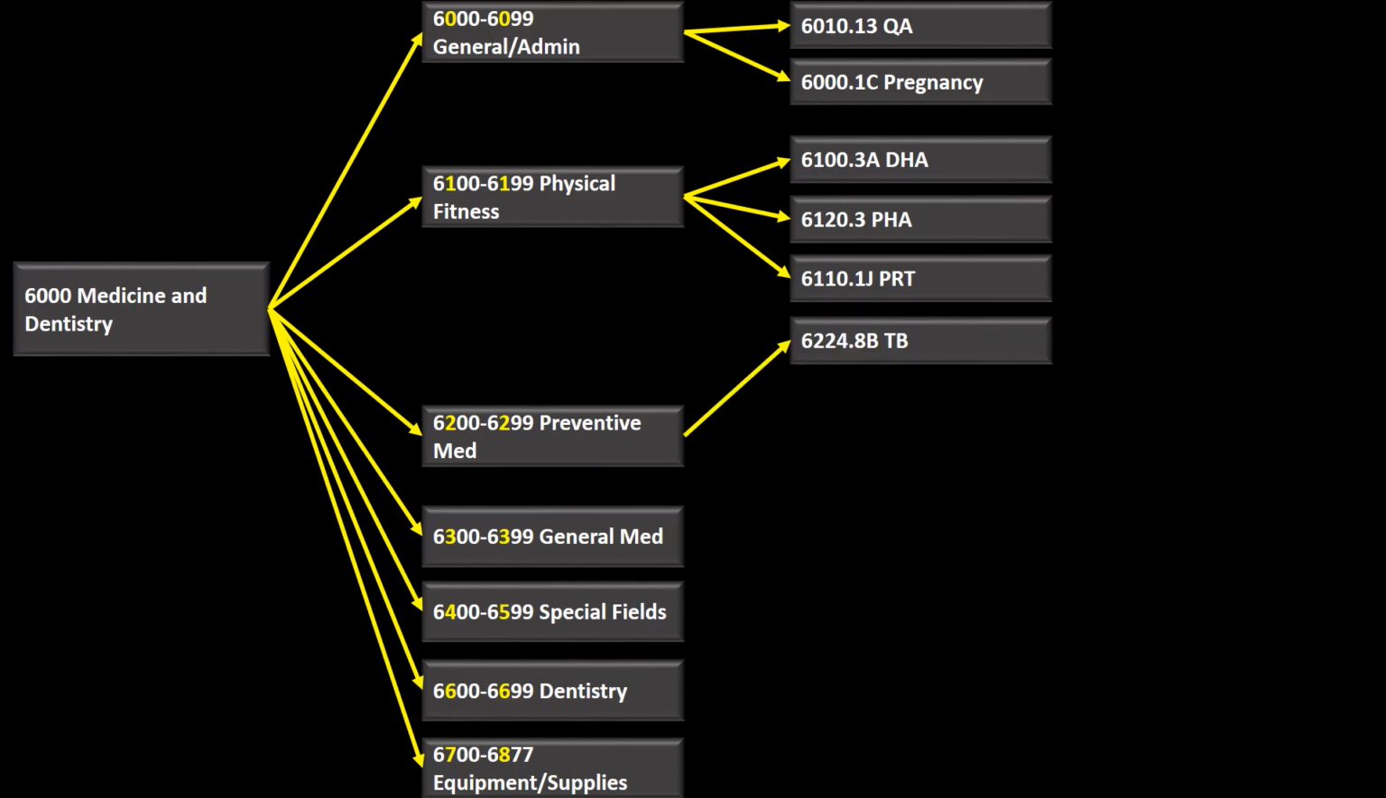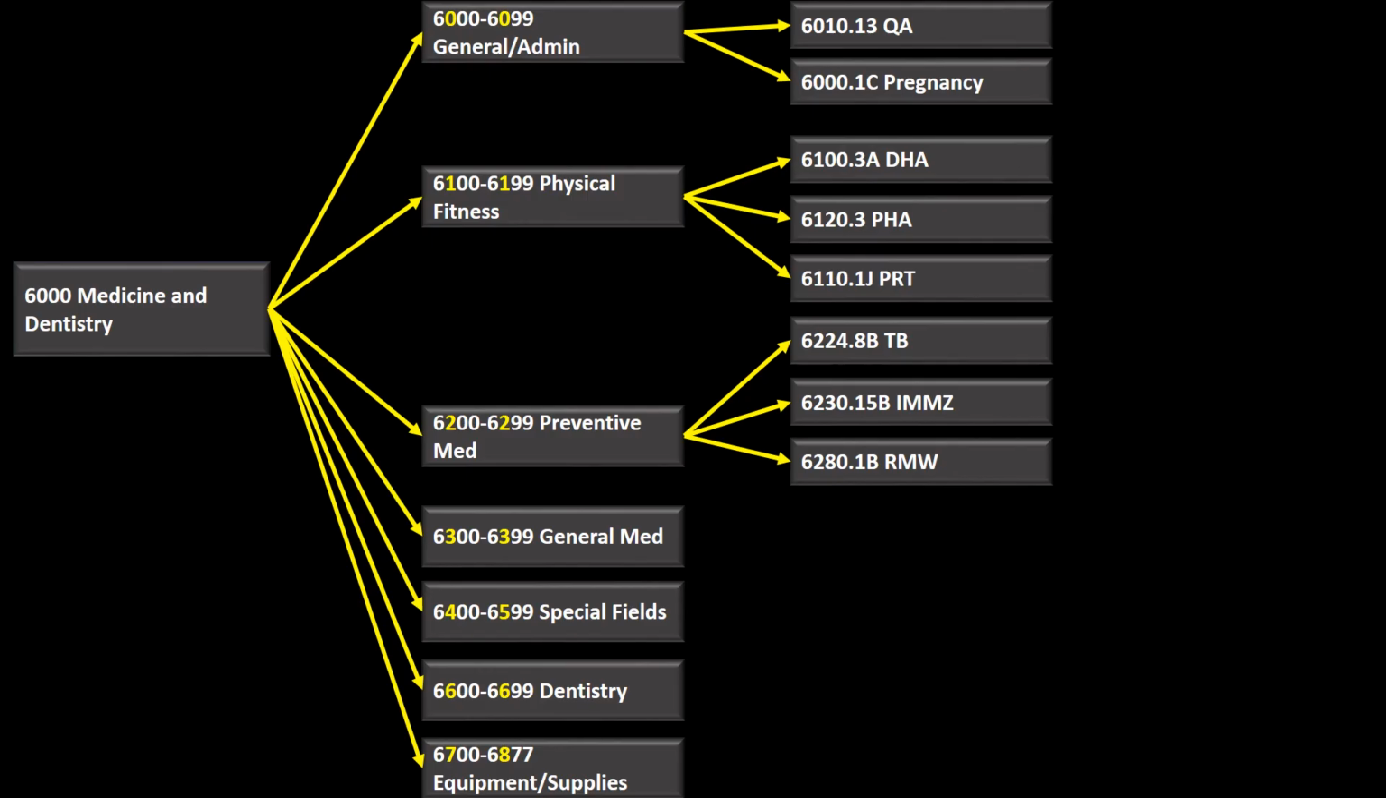PrevMed, well, we already talked about tuberculosis a little bit in the beginning, right? 6224.8 Bravo, tuberculosis, 6 being medicine, 2 being preventative med, the tertiary 2 meaning communicable disease, and the 4 designates tuberculosis. 6230.15 Bravo, immunizations, right? What are immunizations all about? Chemoprophylaxis. It's preventing disease. So it's a 6200 series, right? It falls under preventative medicine.